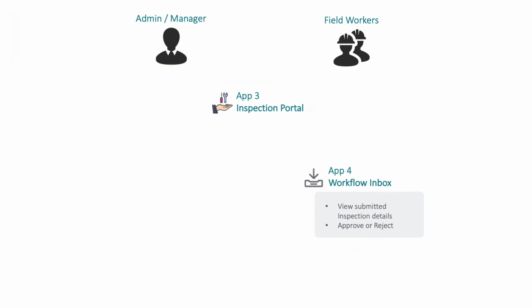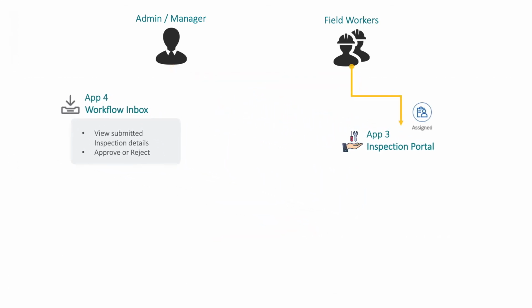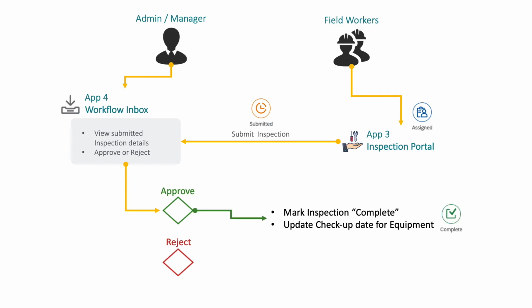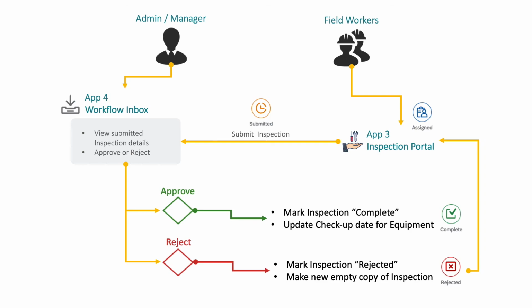The workflow process looks like this. The field worker uses the inspection portal to submit any complete inspections to the workflow inbox. The admin can view the inbox and can choose to either approve an inspection, which marks the inspection as complete and updates the checkup date to the current date, or if the inspection is rejected, it will be marked as such and a new empty copy of the inspection will be generated and assigned back to the field worker, who will then be able to see it as assigned within the inspection portal, ready for them to complete the inspection again.